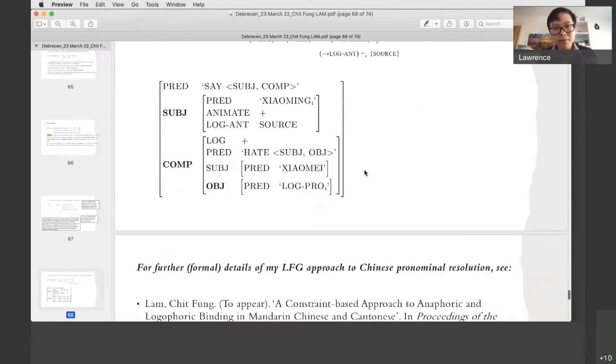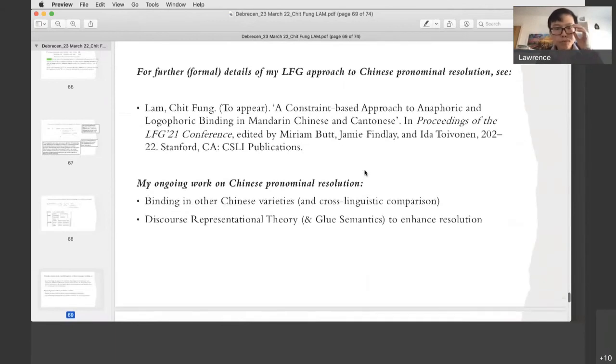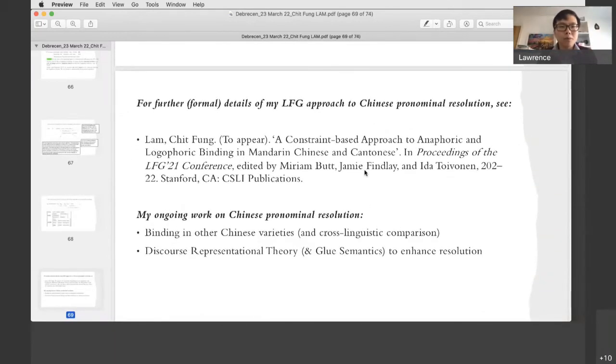So in today's talk, I won't go into all the formal details of my LFG approach to binding. There is a preceding paper which I hope will appear soon. If you want to know more about the formal details, you can refer to this paper, a constraint-based approach to logophoric binding in Mandarin Chinese and Cantonese.